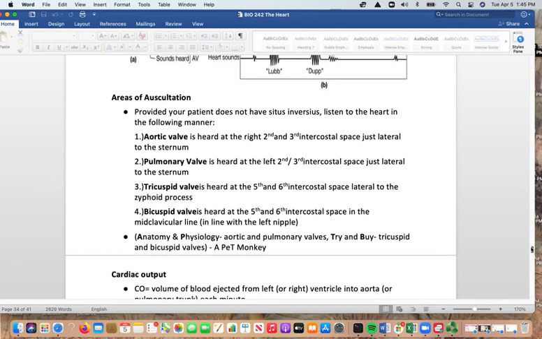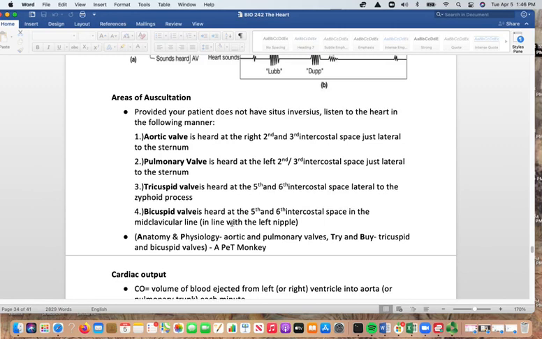So occasionally you may run into a patient that has situs inversus, where everything is backwards. They're on the opposite side of the body. But normally, the way we listen to the heart is the aortic valve is at the right second and third intercostal space, just lateral to the sternum. Pulmonary valve is heard at the second and third intercostal space, lateral to the sternum. Tricuspid valve is at the 5th and 6th intercostal space, just lateral to the xiphoid process. And then the bicuspid valve is in the 5th and 6th intercostal space at the midclavicular line.